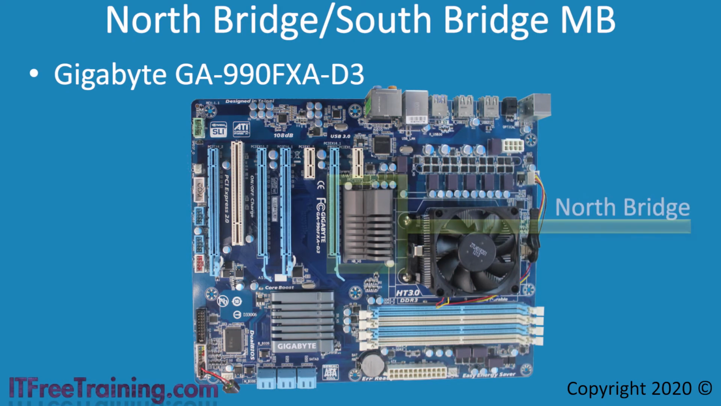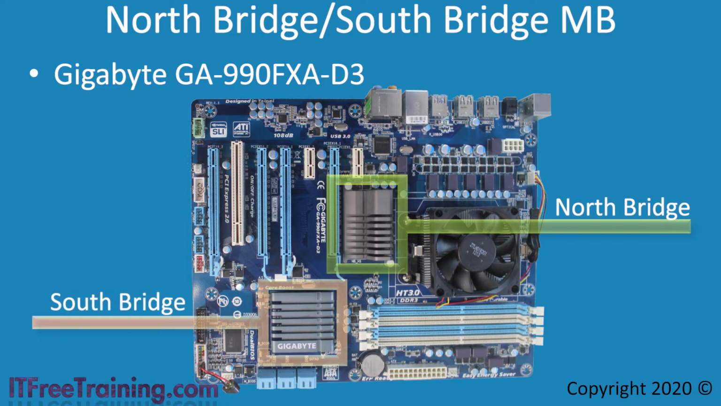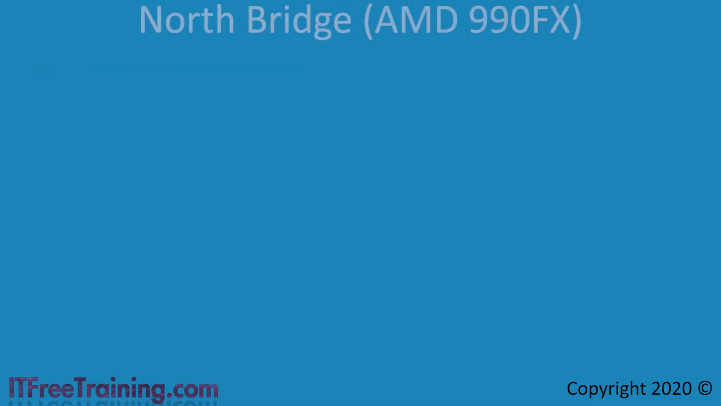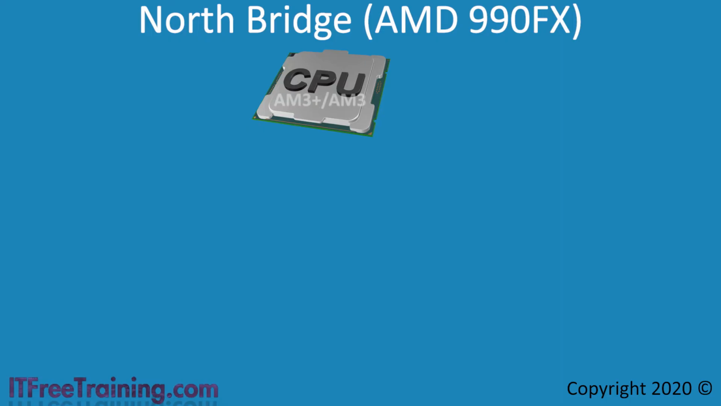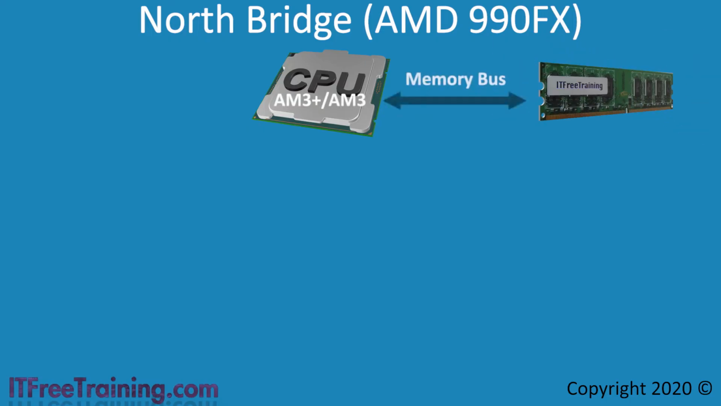On this motherboard, you can see the north bridge chip near the CPU and the south bridge chip next to the memory slots. The CPU connects directly to the north bridge, and the south bridge connects directly to the north bridge. I will first have a look at the north bridge. So, using my Gigabyte motherboard as an example, this motherboard supports an AMD CPU. On this motherboard, there is a memory bus that connects the memory directly to the CPU. In older motherboards, you may find that the memory is connected to the north bridge rather than the CPU.